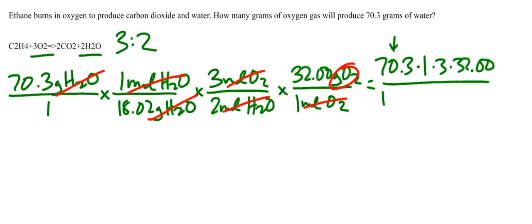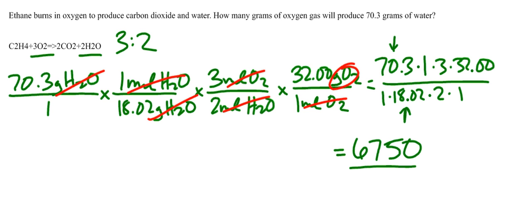And we have, for the denominator anyways, 1 times 18.02 times 2 times 1, so I'm going to have 4 sig figs in my denominator, right? So let's go 70.3 times 1 times 3 times 32.00, with 3 sig figs ends up being 6750, okay, divided by 36.04, right? So 6750 divided by 36.04 equals, with 3 sig figs in my final answer, 187 grams of oxygen gas.